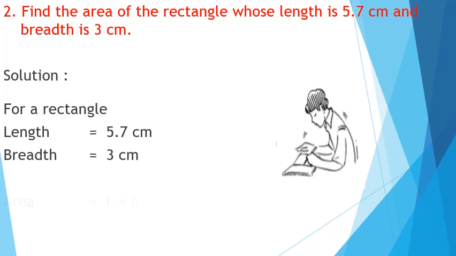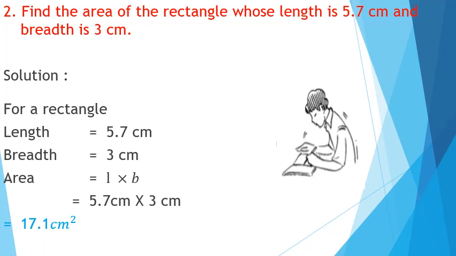Area equal to length multiplied by breadth. So we can multiply 5.7 centimeter multiplied by 3 centimeter. So you just multiply 57 into 3, then from the right side, remove one digit and put the decimal point. So we get 17.1 centimeter square. That is the area of the rectangle.